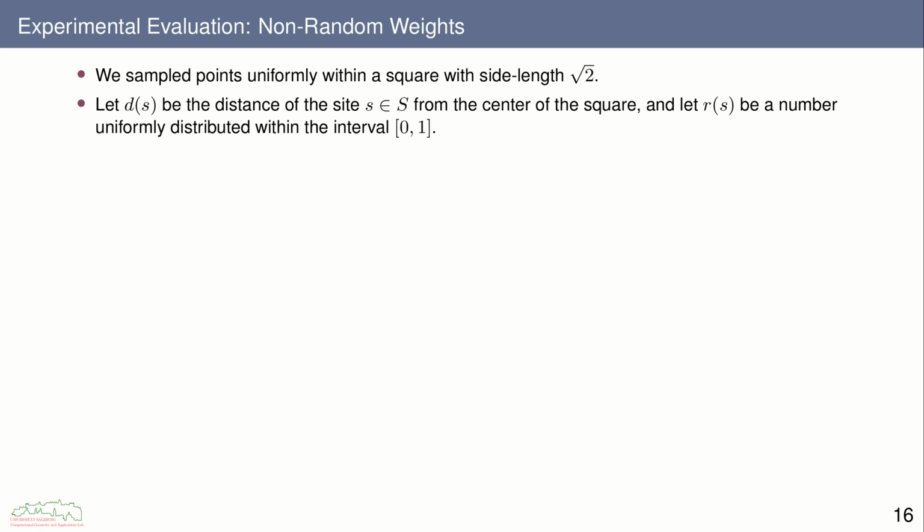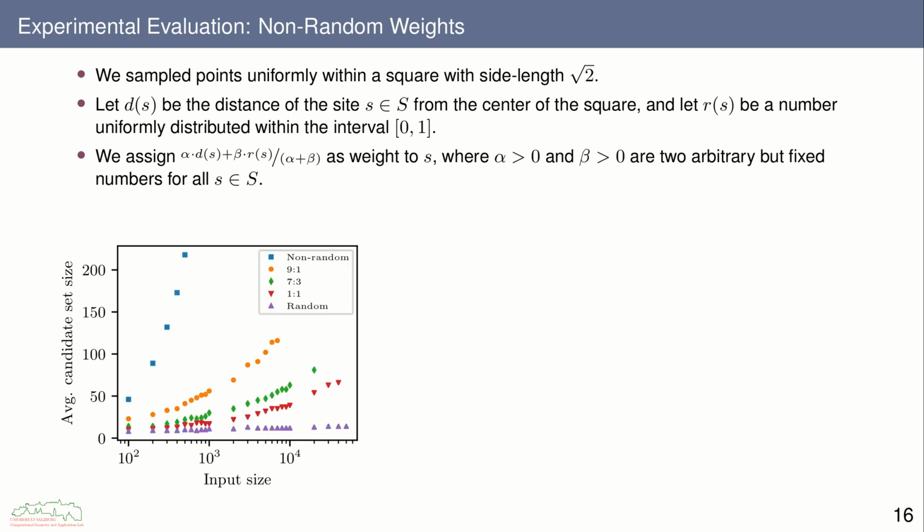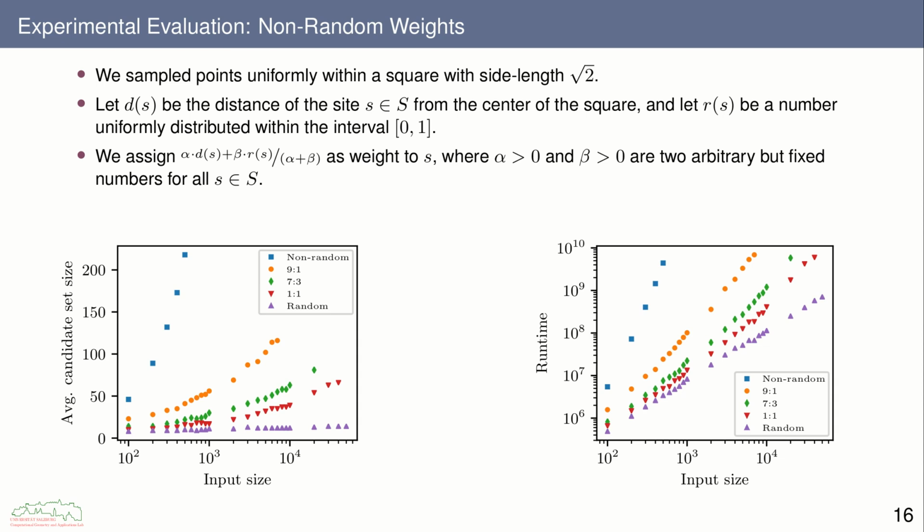Furthermore, assume that r of s is a number uniformly distributed within the interval 0 to 1. We now assign the value (alpha times d of s plus beta times r of s) divided through (alpha plus beta) as weights to s, where alpha and beta are two arbitrary but fixed numbers for all of our input sides. The following plots show how the average number of candidates on the left and the total runtime on the right depend on the weights assigned to the sides.